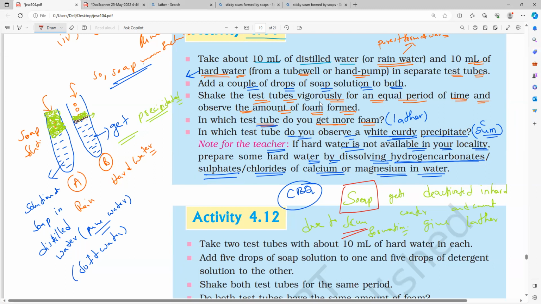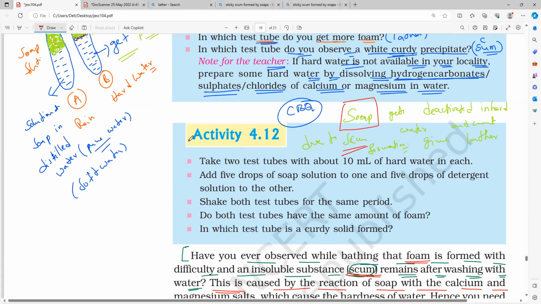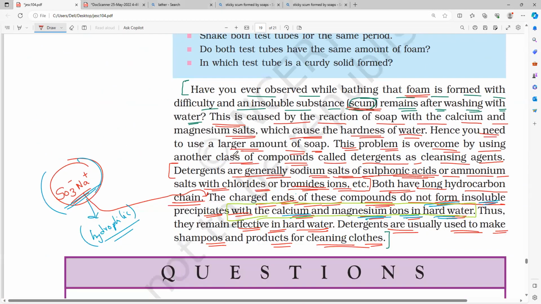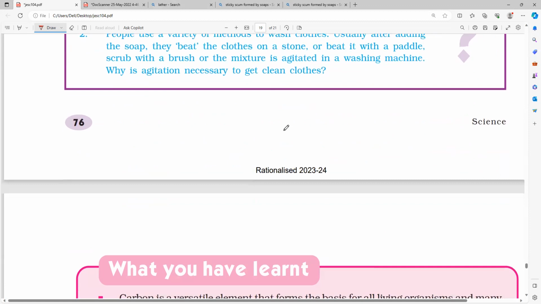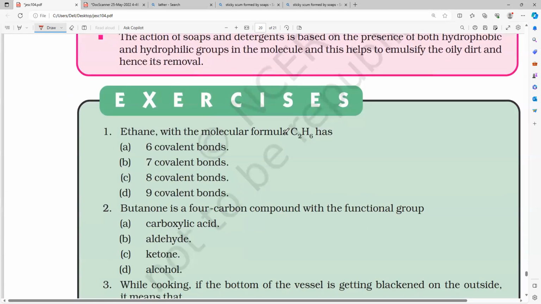Okay, guys, everybody, do you all understand? All of you? Then tomorrow we'll discuss this activity. What is the conclusion of this activity? And then we'll study the disadvantages of the synthetic detergents we are using. And then we'll finish this chapter with the questions and all. So at 10 o'clock, we are going to practice this chapter only.